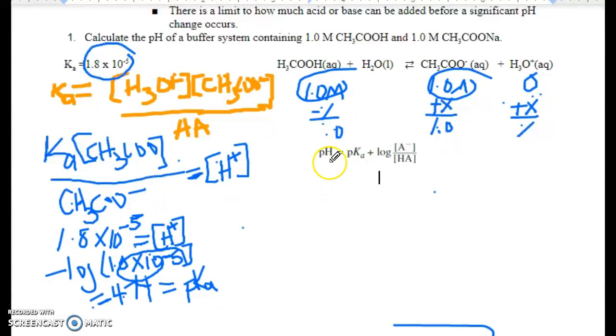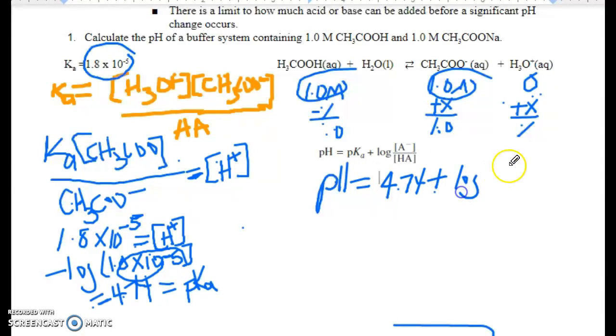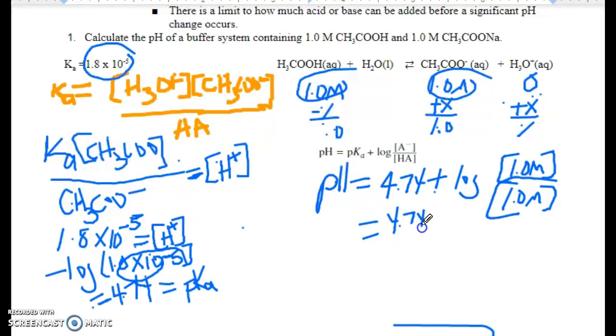This equation is called Henderson-Hasselbalch, not that you need to know that. So pH equals 4.74 plus the log of your concentrations. Those being 1, the log of 1 is 0. Remember, that's how many powers of 10 it is. 1 times 10 to the 0 is what's going to give you 1 back. So the pH is 4.74. That's a fairly easy way to solve that problem.